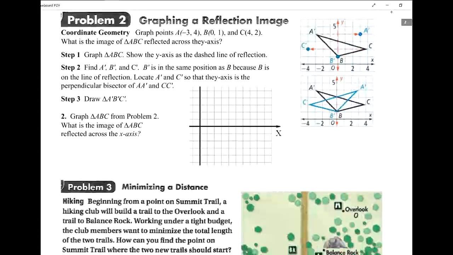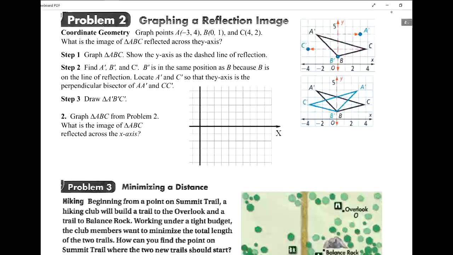How do we graph a reflected image? Well, we just do a whole lot more of what we just did. Let's look at our example here. We have triangle ABC, and our points are graphed there and connected, and we have a triangle. And we want to know what the image of ABC is reflected across the y-axis. So I like the yellow here because that gives us more colors. So we are reflecting across this line right here.